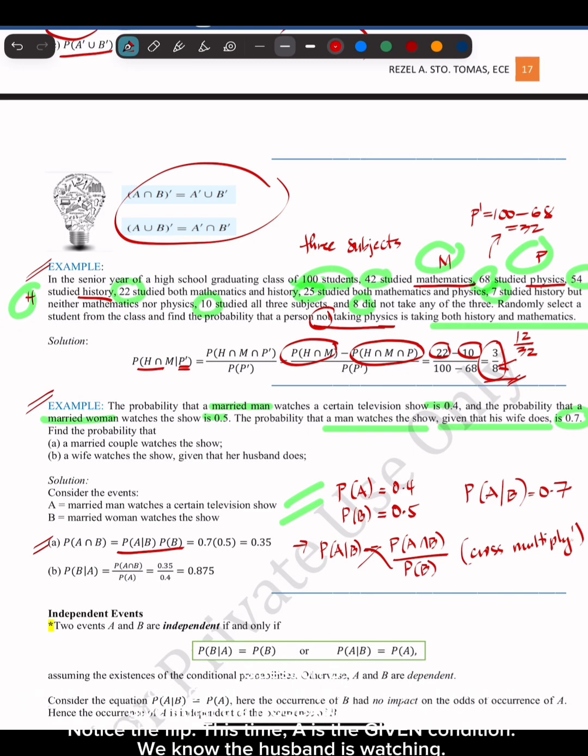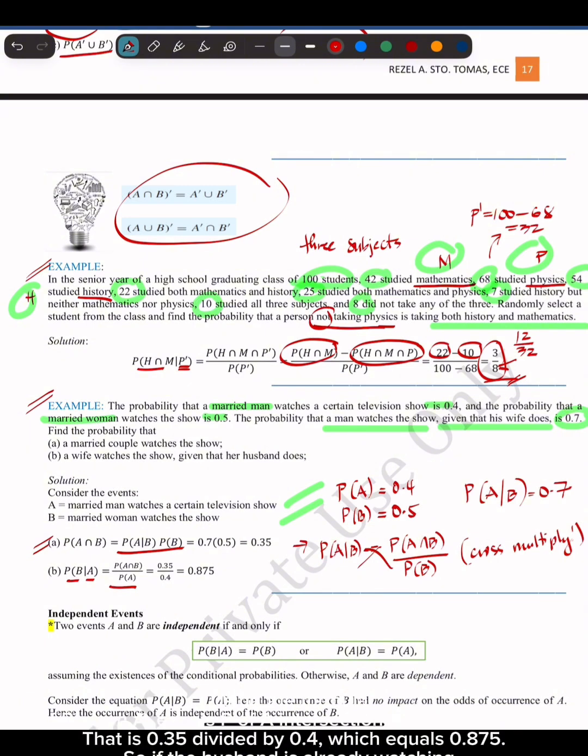Question B. Now we want P of B given A, the probability the wife watches, given that the husband is watching. Notice the flip. This time, A is the given condition. We know the husband is watching. A is known, and B, the wife watching, is what we are looking for. Using the formula, P of B given A equals P of A intersection B divided by P of A. That is 0.35 divided by 0.4, which equals 0.875. So if the husband is already watching, there is an 87.5% chance his wife is watching too.